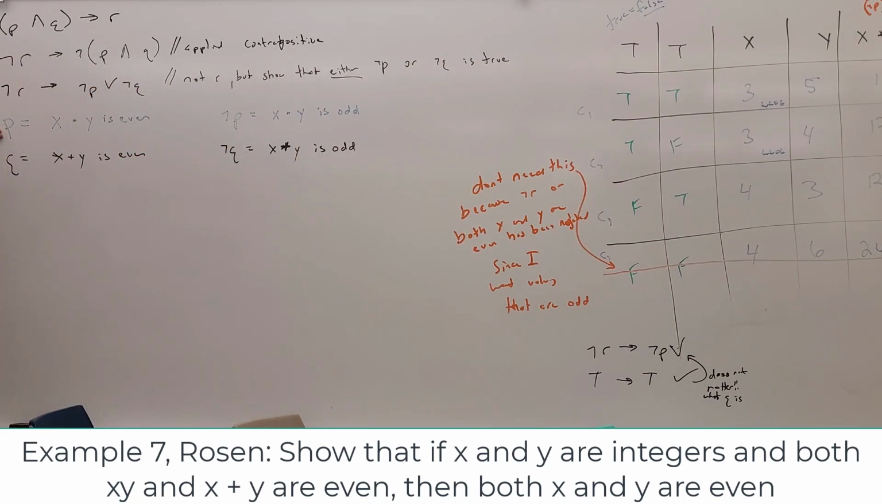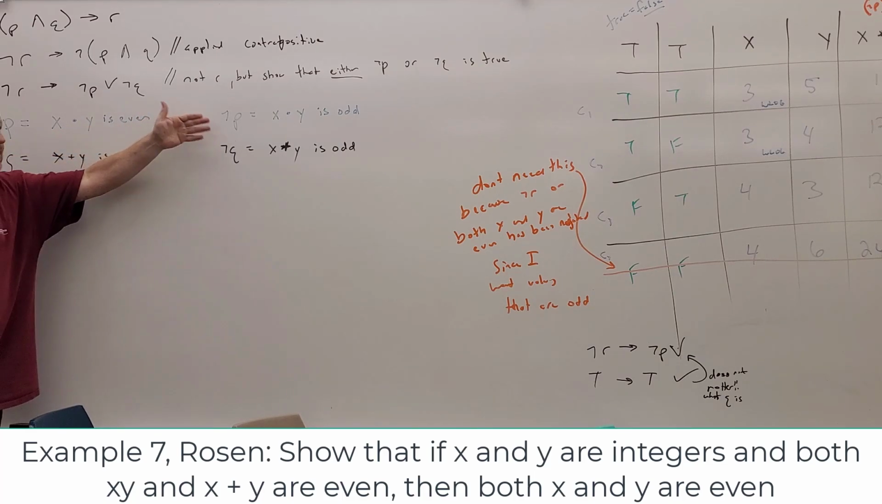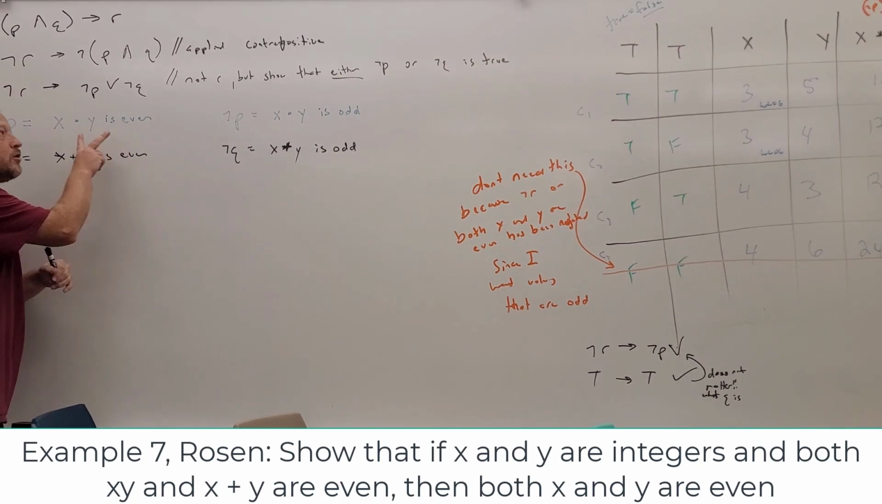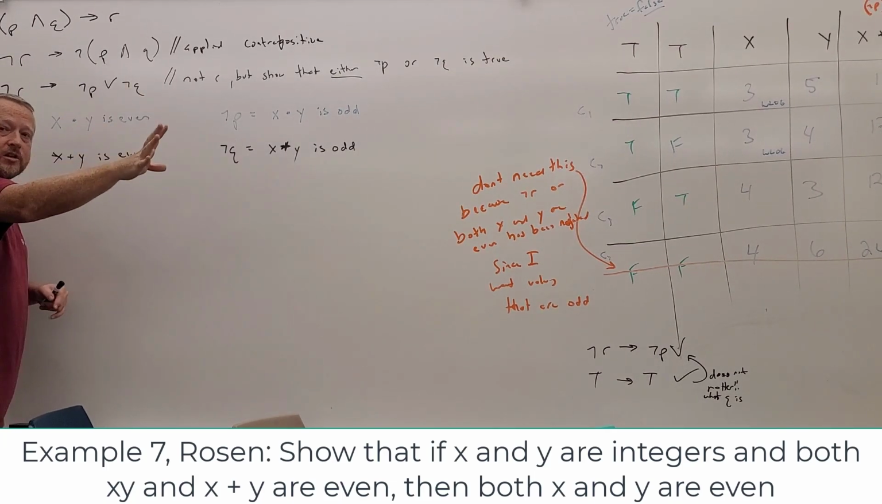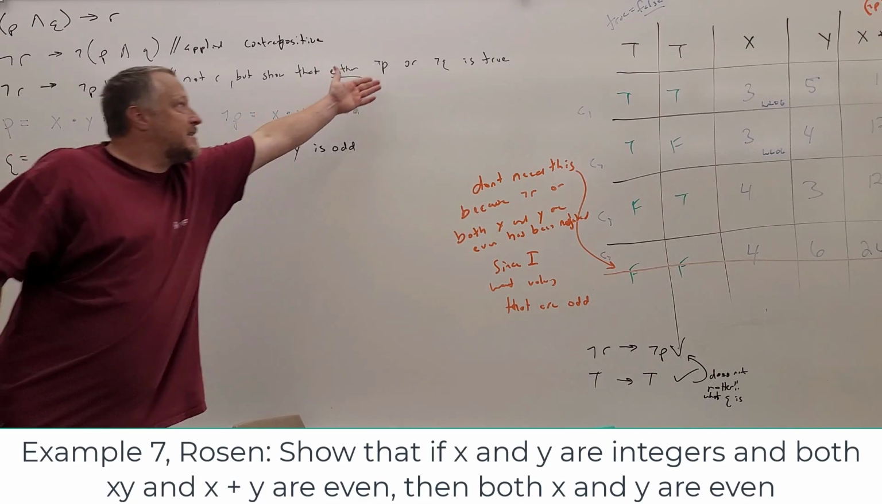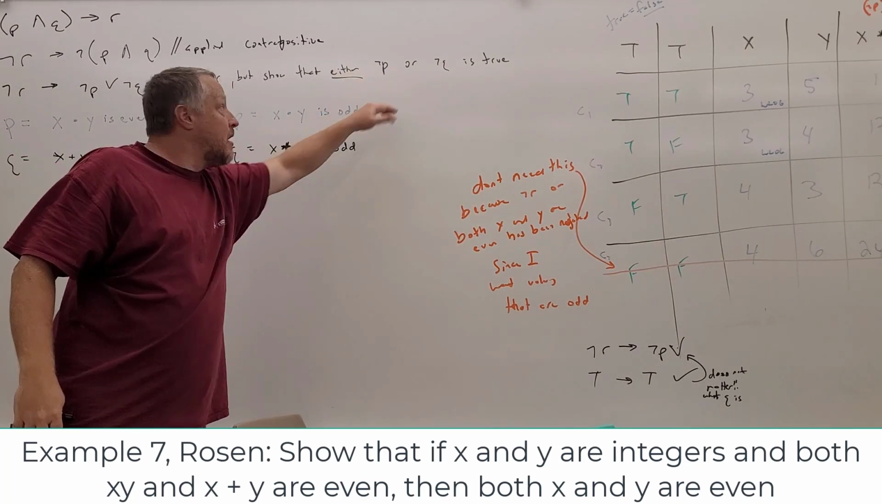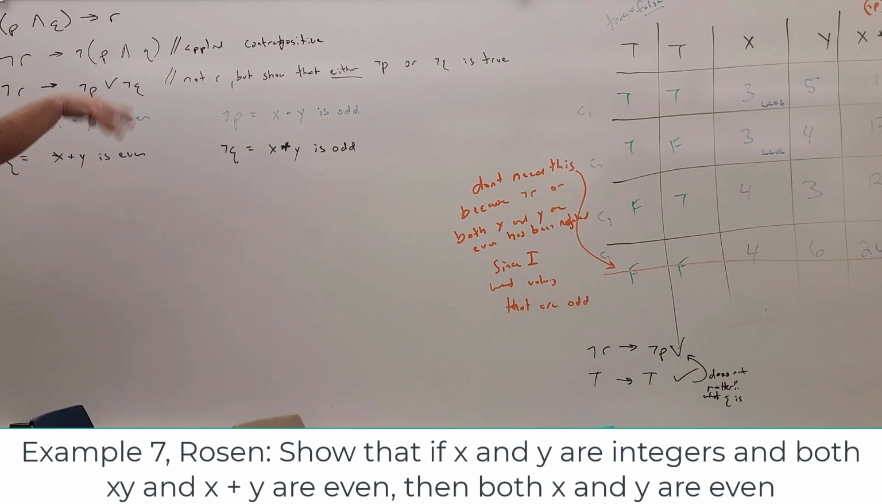So P originally was X times Y is even. Now it's, well, X times Y is odd. Now, by the way, notice he keeps it a very simple statement. There are no ORs or ANDs or anything else like that that was in the original problem, because that takes care of this now. And the either part takes care of that, and that's on the table down below. And the same thing with the Q.